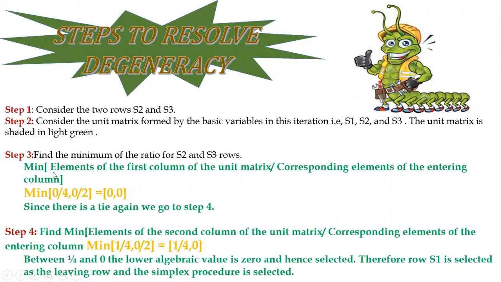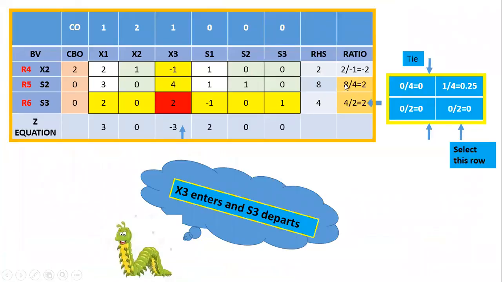In that, minimum of elements of the first column in the unit matrix divided by the corresponding elements of the entering column. See, if you take it here, the first column in the unit matrix is 1, 0, 0. So 0 divided by the key element in that column will be 4. So 0 divided by 4 is 0. Again 0 by 2 is 0. Again there is a tie. Then you have to go to next step.